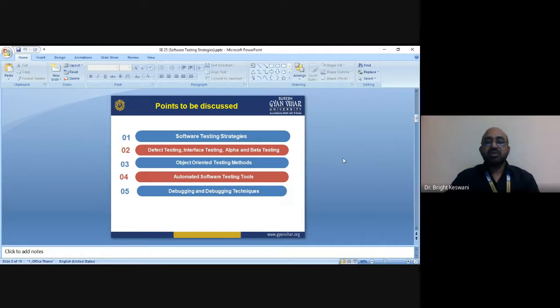These are the points to be discussed during this lecture. The overview about software testing strategies. There are so many strategies for software testing, so we will discuss all these strategies in this lecture. Then some special testing methods are also there. Apart from standard testing strategies, there are some additional methods like defect testing, interface testing, and alpha and beta testing. So we will discuss defect testing, interface testing, and alpha and beta testing in this lecture.